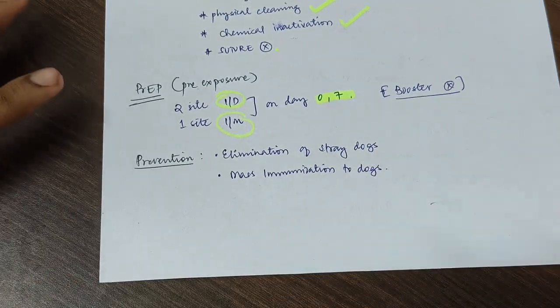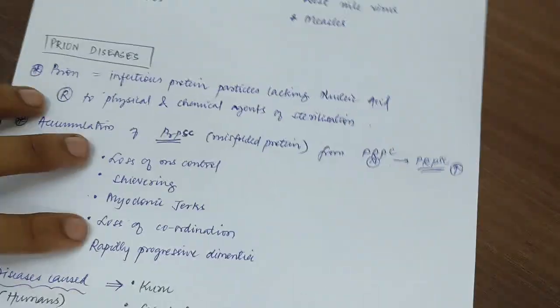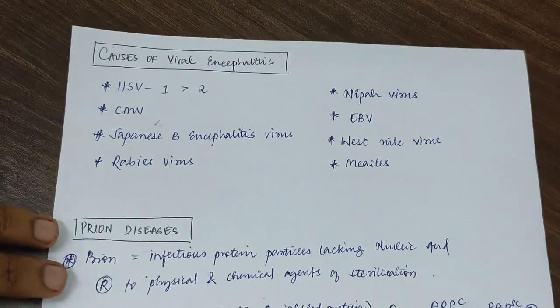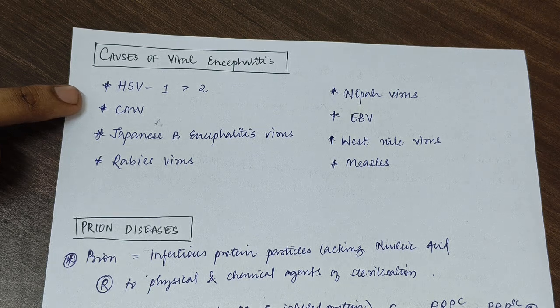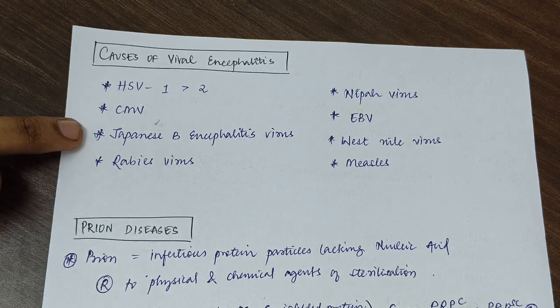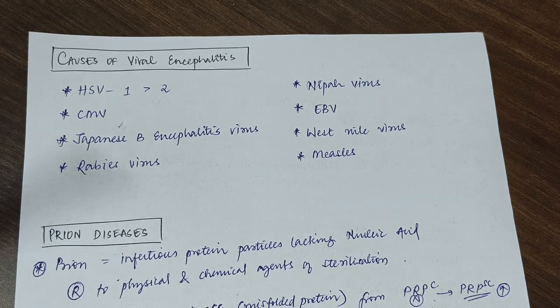Then prevention: elimination of all the stray dogs and mass immunization of the dogs. Causes of viral encephalitis, they are going to ask. It is HSV1 more than 2, cytomegalovirus in case of HIV patients, then the Japanese B encephalitis virus, rabies virus, Nipah virus, Epstein-Barr virus, West Nile virus and measles are the causes of viral encephalitis.